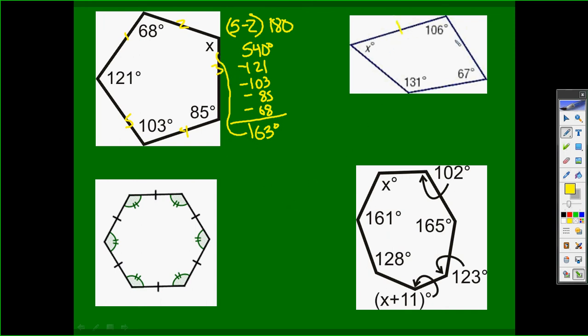Here I've got 1, 2, 3, 4 sides. So I'm talking about an irregular quadrilateral. Take the number of sides minus 2 will give me the number of triangles. 2 triangles times 180 means I've got 360 degrees total in this shape. I'm going to subtract away the angles I already have, 131, 106, 67, and I find that my remaining angle is 56 degrees.